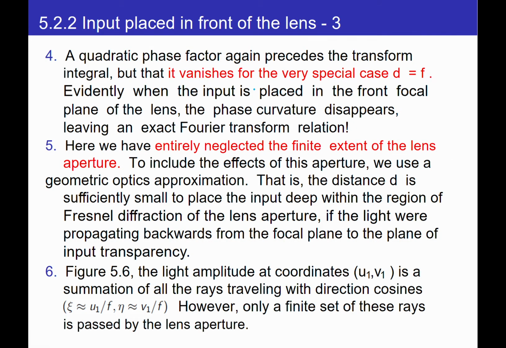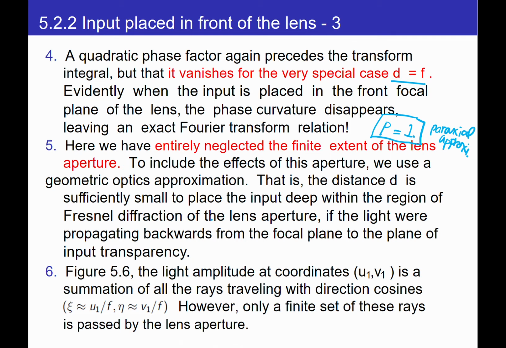So the quadratic phase factor again precedes the transform integral, but it vanishes for the very special case d equal to f. Okay. So here we have entirely neglected the finite extent of the lens aperture. That means P, the pupil function, is going to be 1. This is our big assumption, or we can say that this is a paraxial approximation.